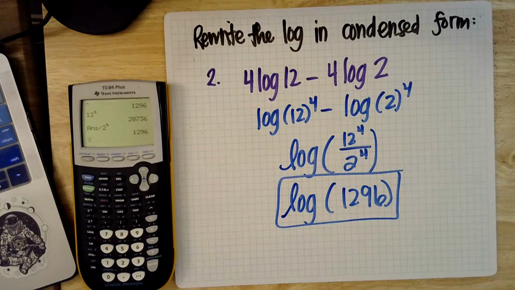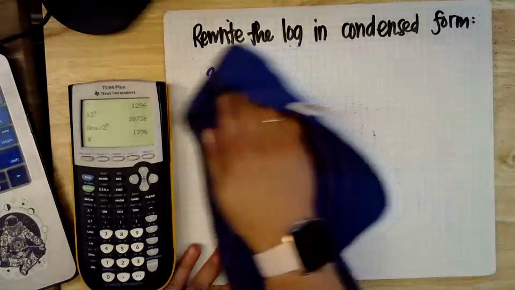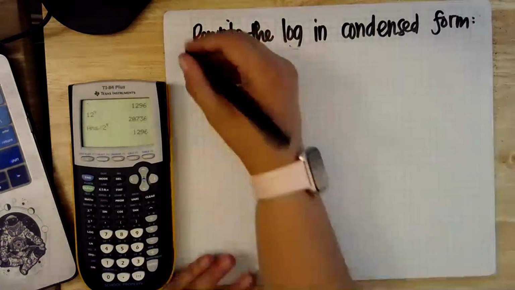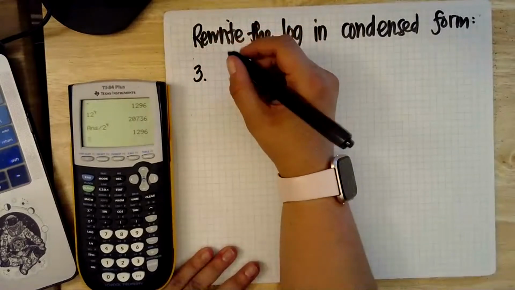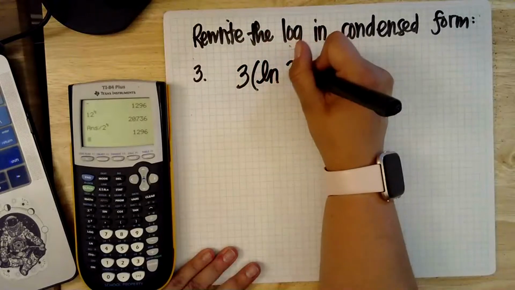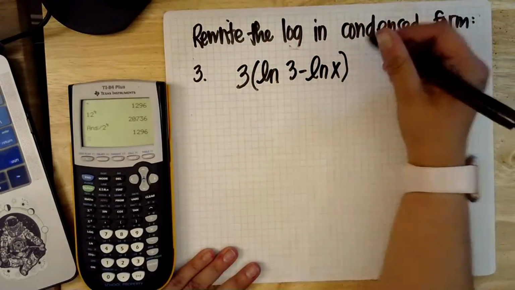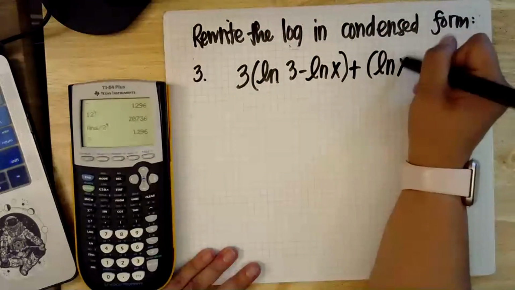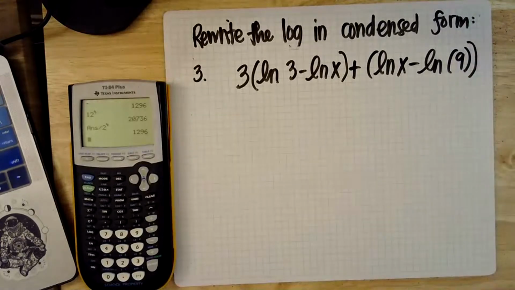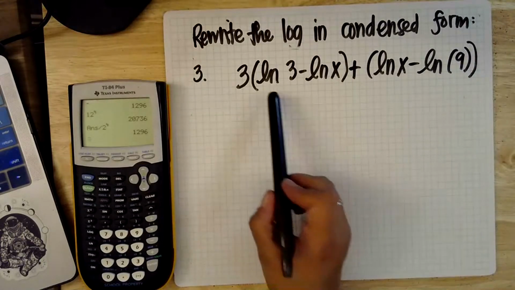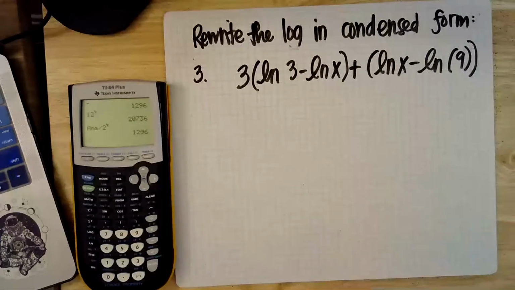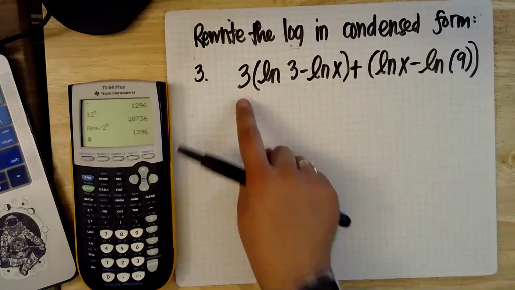And we can't forget our natural logs. So I'm going to go ahead and do one more example. I have 3 times the quantity ln 3 minus ln x plus ln x minus ln 9. Okay. So the very first thing I'm going to see is notice this entire expression has that 3 here. So I recognize that I'm going to first do this before I plug that power in.